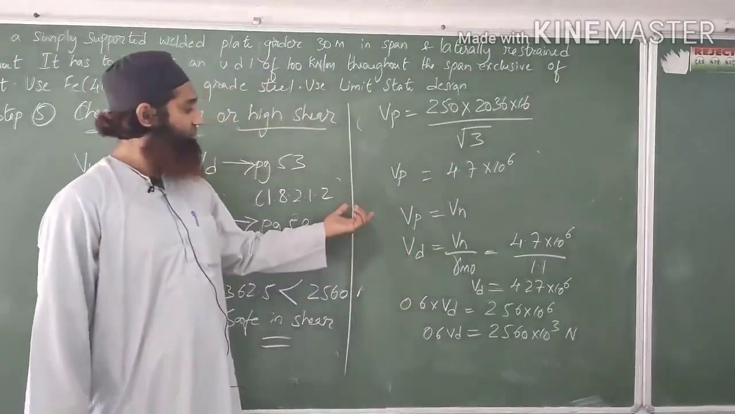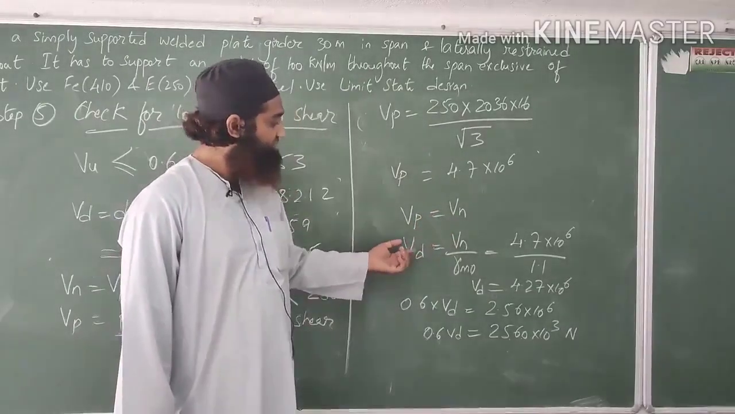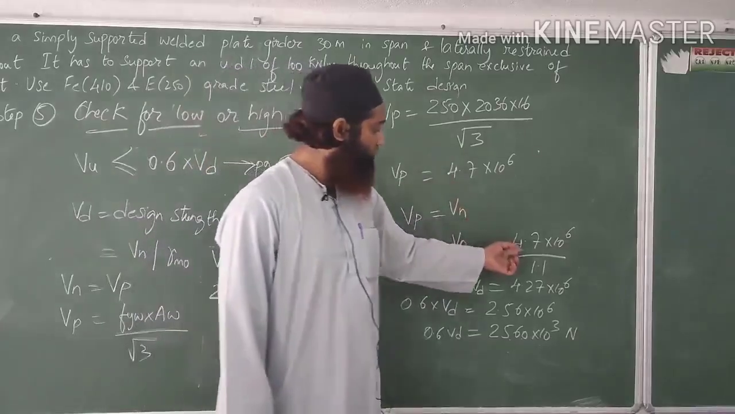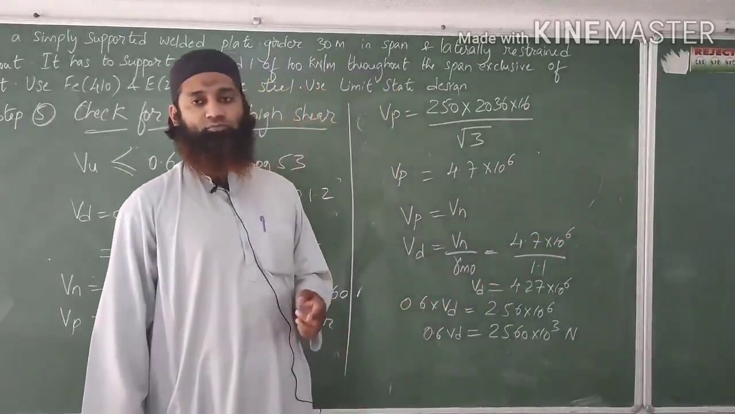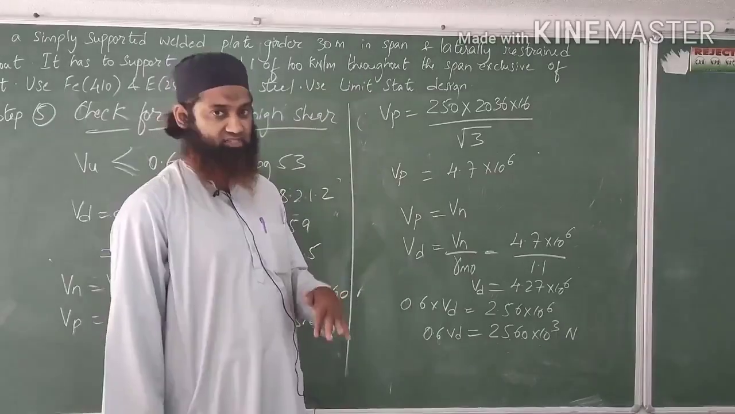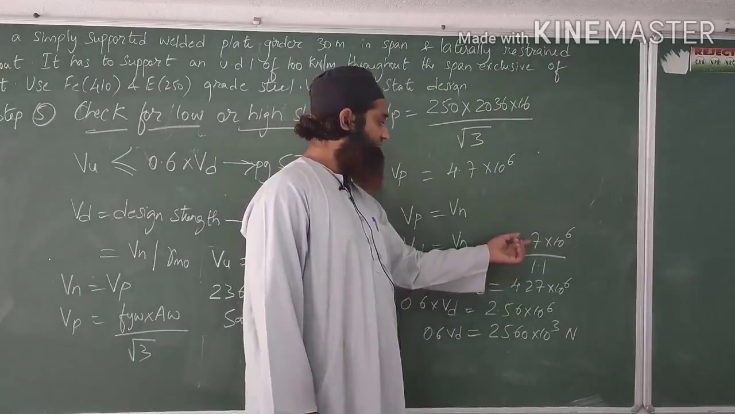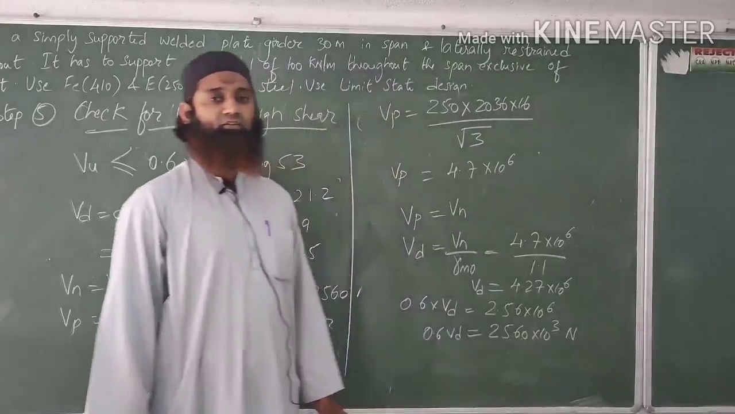Now Vp is equal to Vn. What is Vd? Vd is equal to Vn by gamma m0. Vn we got from here, 4.7 into 10 to the power of 6, by gamma m0. As I had told you, it is the partial safety factor against yielding. In page 30, table 5, it has been given as 1.1. I have just substituted these values and got Vd as 4.27 into 10 to the power of 6.